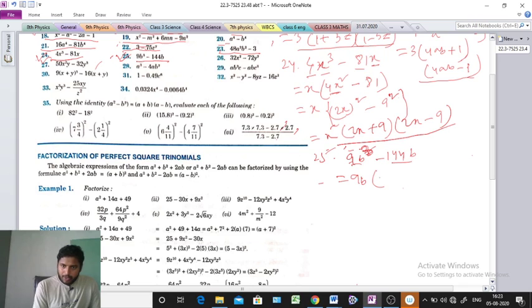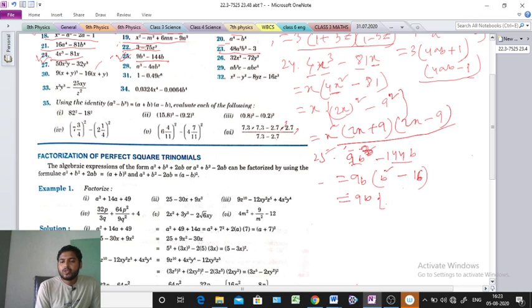After taking common, we get b square only, and from 144, taking 9 out, 16 will come, and b taken. Why 16? Because 9 times 16 is 144. Clear?